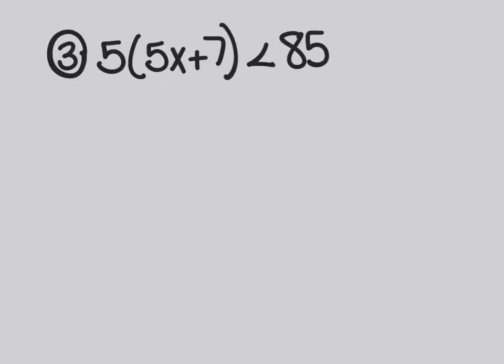All right, if you got the hang of it, you can stop and go into the homework. If you want to keep doing this with me, make sure you're recording it on your homework as we go. All right, so this particular problem includes using the distributive property. So I'm going to say 5 times 5x, that's 25x, plus we've got 5 times 7, that's 35, and all of that is less than 85.